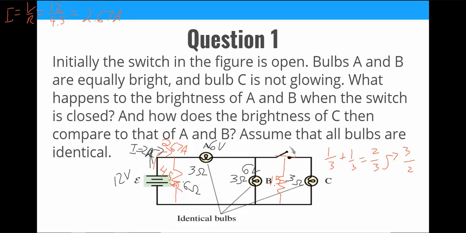So now let's expand it back and find out everything else. This current is going to flow through this first bulb. This is in series, so does this current change?